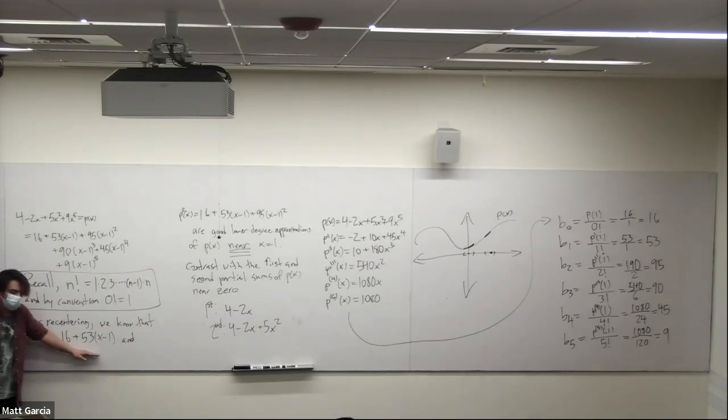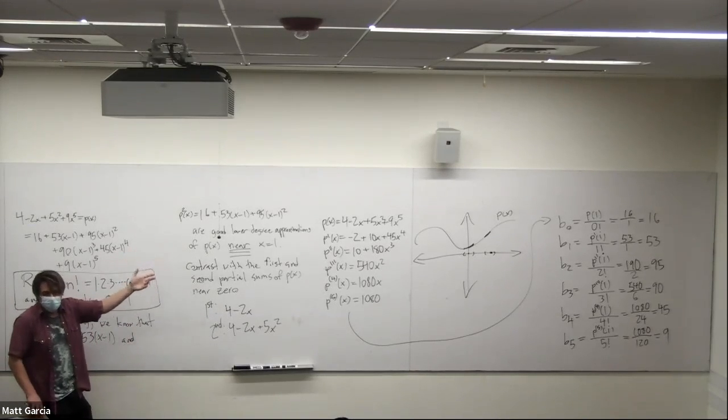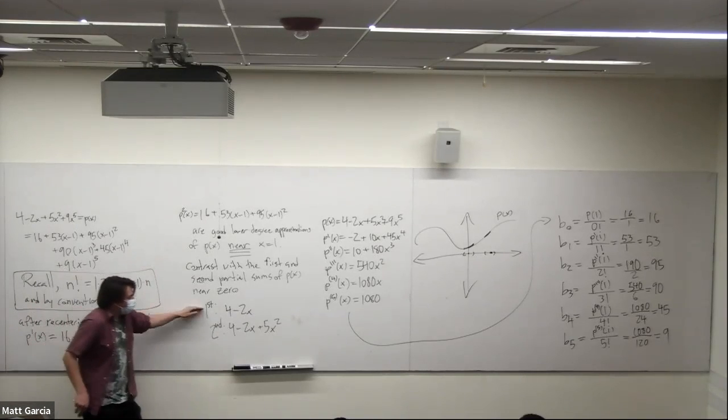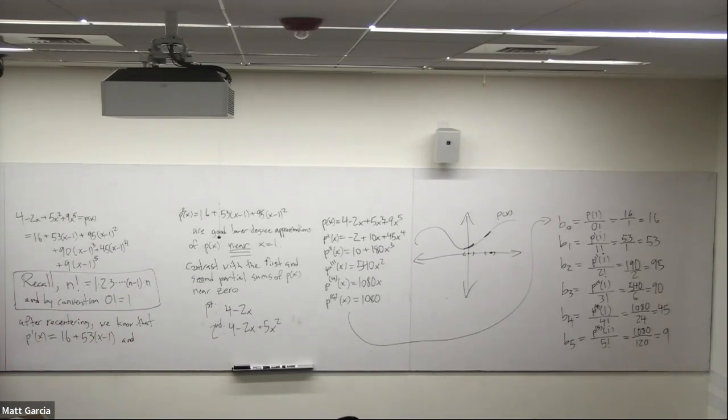This is what we use to approximate P near 1. This or this, or we could go higher if we wanted to. And these are what we use to approximate P near 0. Again, it's kind of a judgment call as to what you're closest to. It depends on how good you want your approximation.